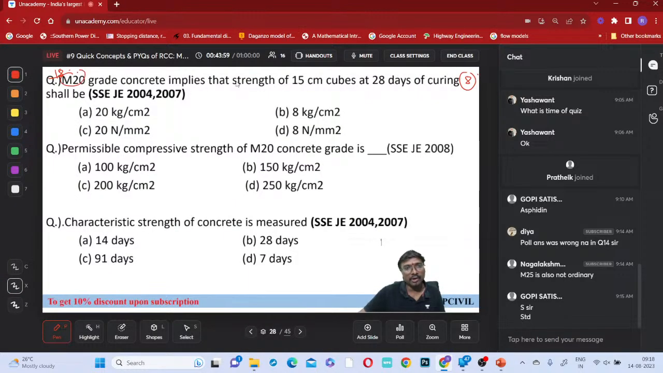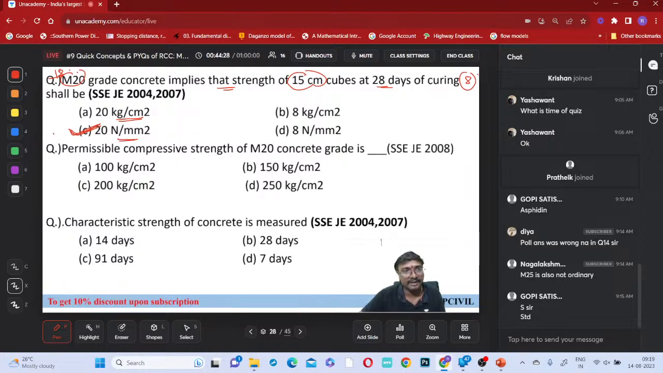M20 grade of concrete implies that the strength of a 15 centimeter cube at 28 days of curing will be, how much? If you just observe, is it 20 kg per centimeter square or 20 Newton per millimeter square? It is not 20 kg per centimeter square, it is 20 Newton per millimeter square. You have to be careful, right?